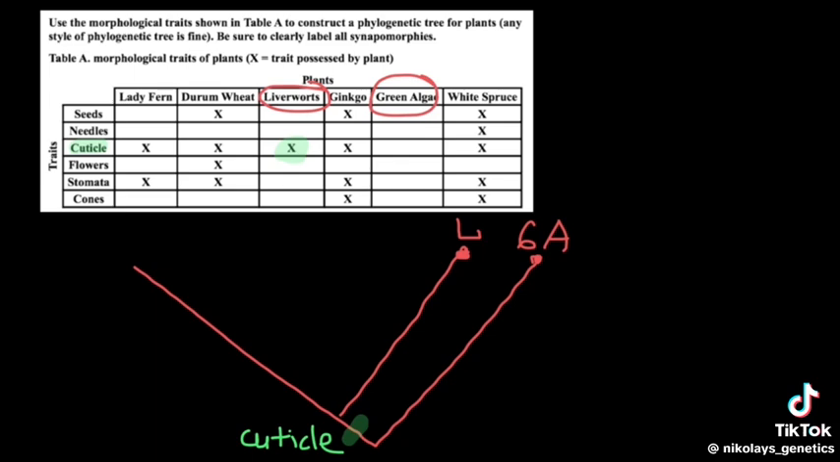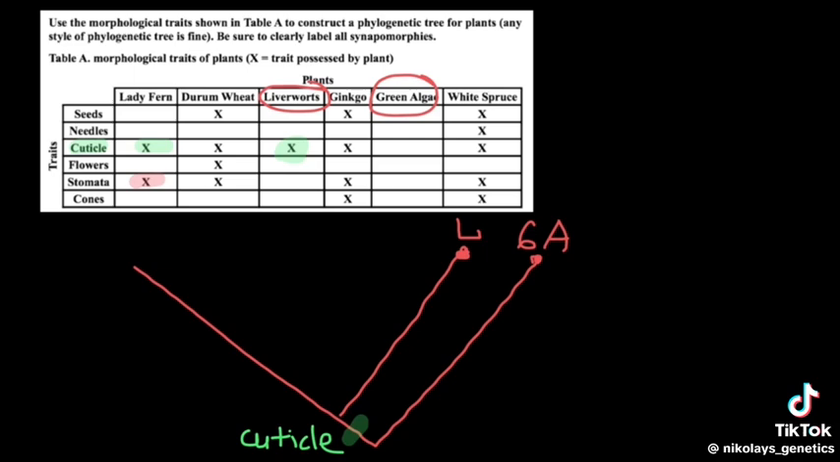Cuticle, of course, we can find in liverworts, because this is a land plant. Green alga doesn't need cuticle, which protects from losing water, because it grows in the water. Next, in this table we should look for the plant species that has two traits, and one of the traits should be cuticle, just like in liverworts, because we pass this bar. This is going to be ladyfern, that also has cuticle and also has stomata.